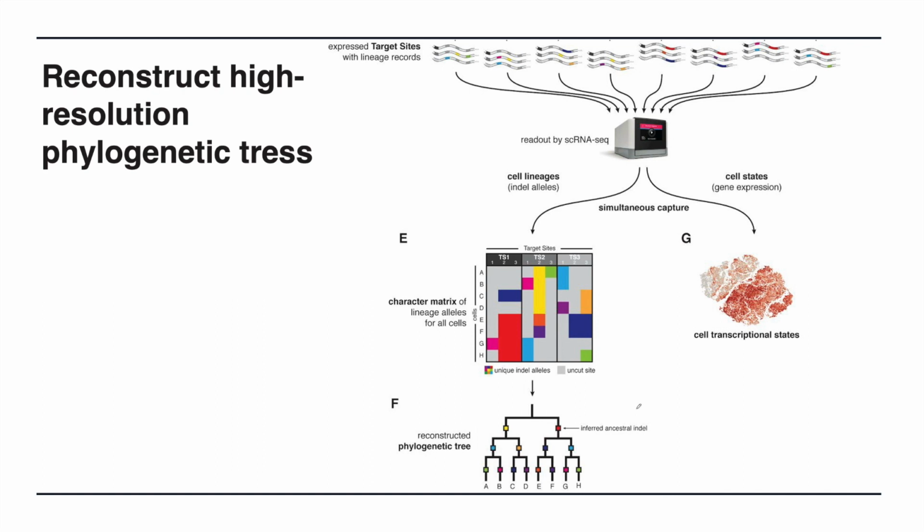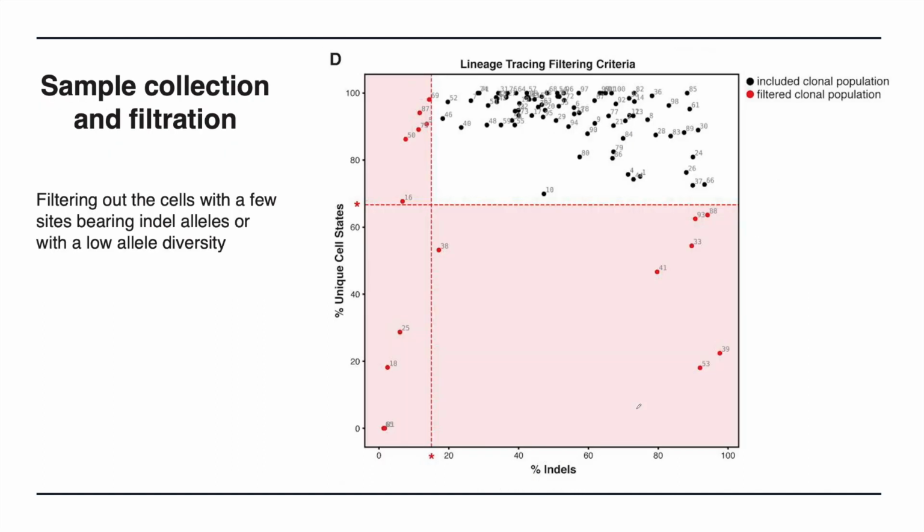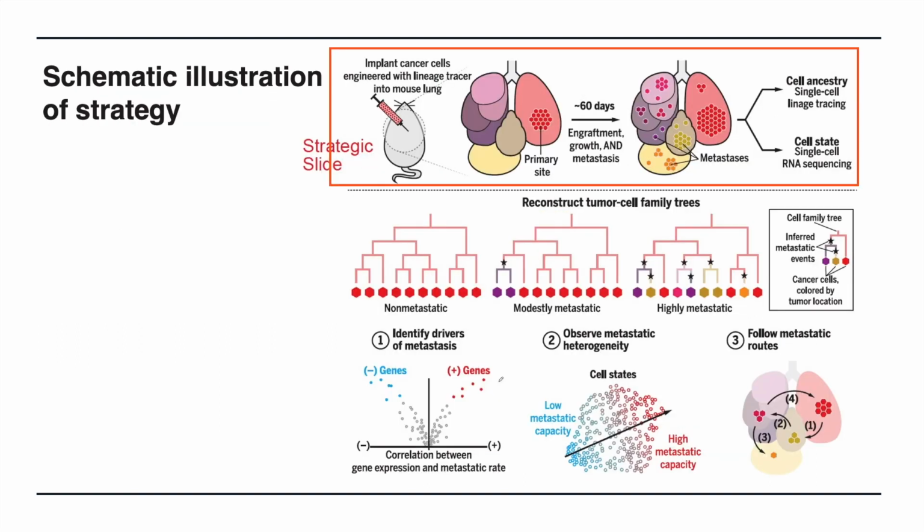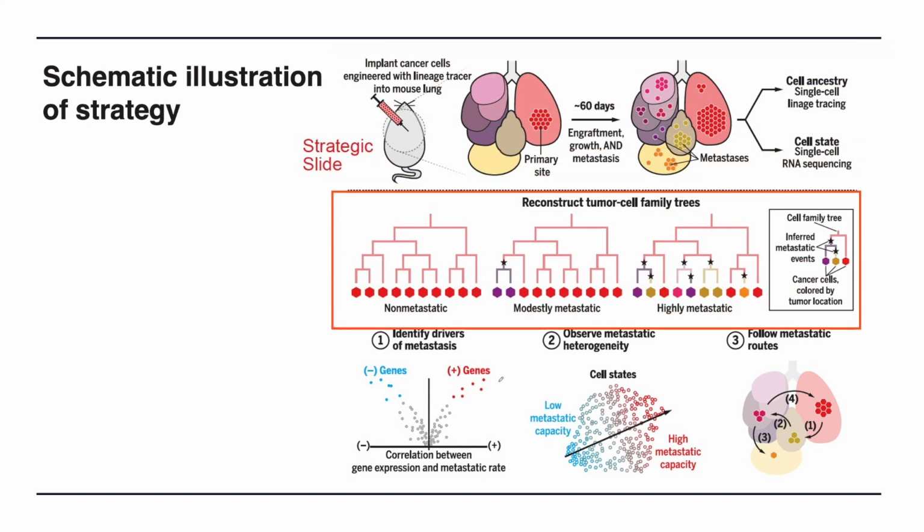Using the allele status, they applied a filtration to these 100 clones. They set the threshold for allele diversity, that is the varied mutations shown by each clone, and the percentage of alleles bearing indel mutations. The black dots are the clones passing the standard. After these filtrations, they used the lineage dataset and the corresponding tissue distributions to reconstruct the phylogenetic trees.